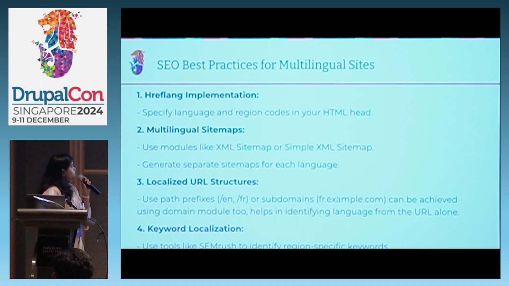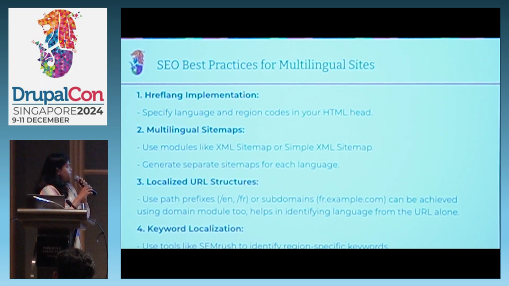The second point is multilingual sitemaps. So we have XML modules, the simple sitemap modules. If we generate different sitemaps for different languages, that can also help boost the SEO performance.